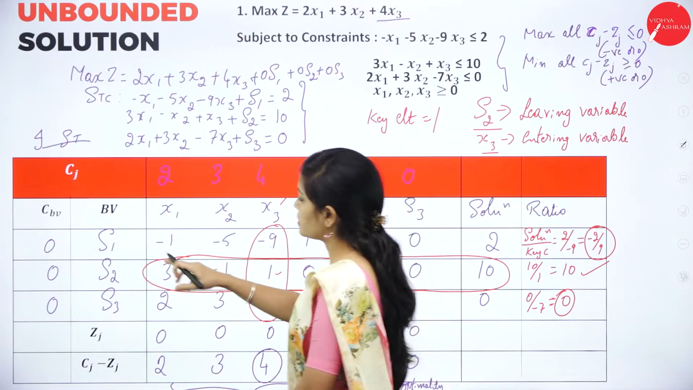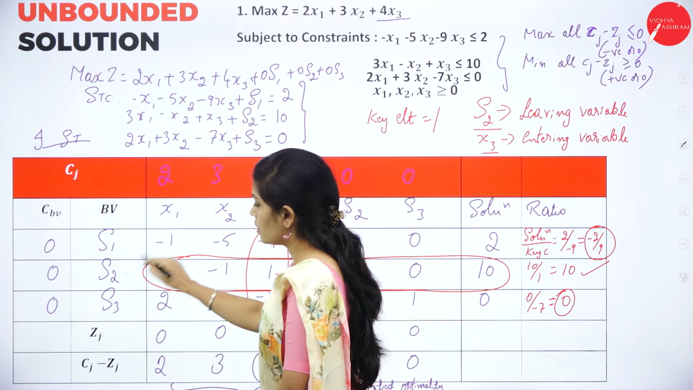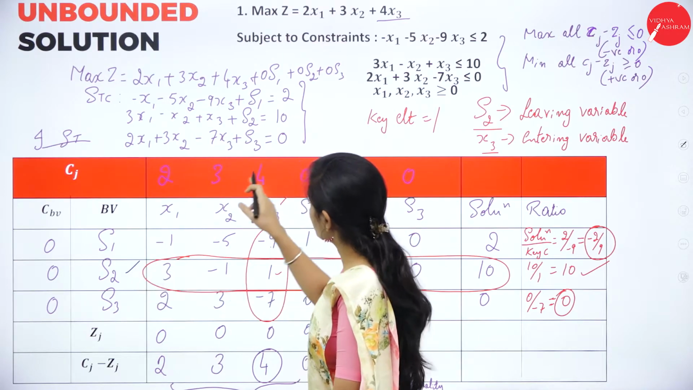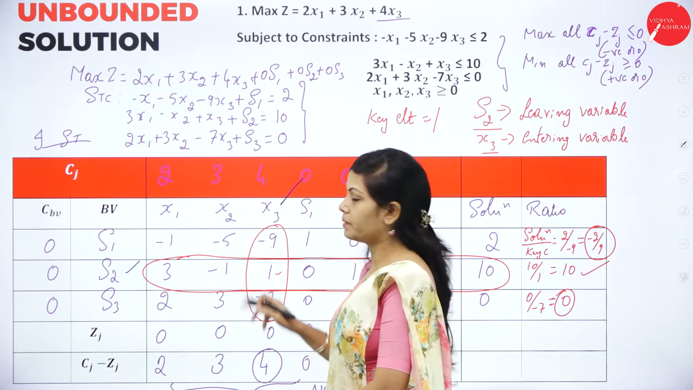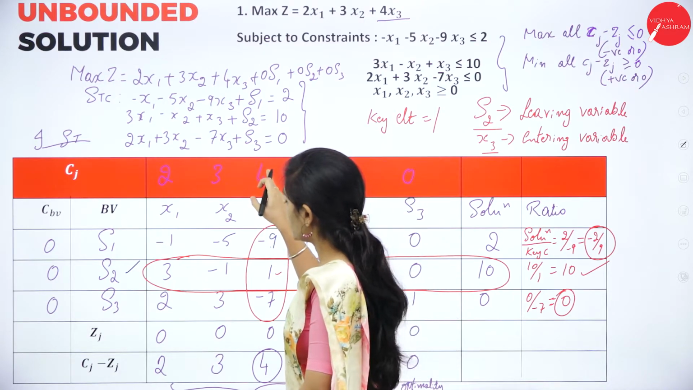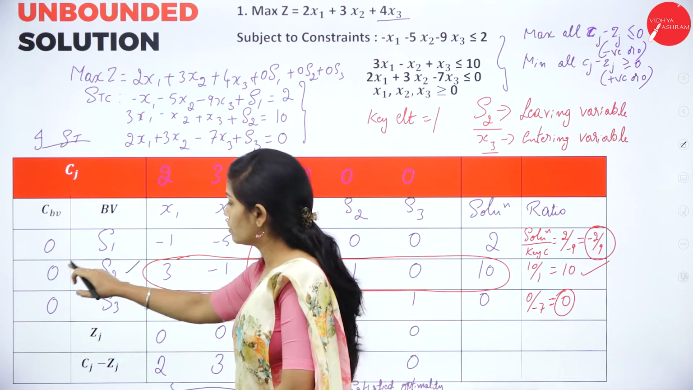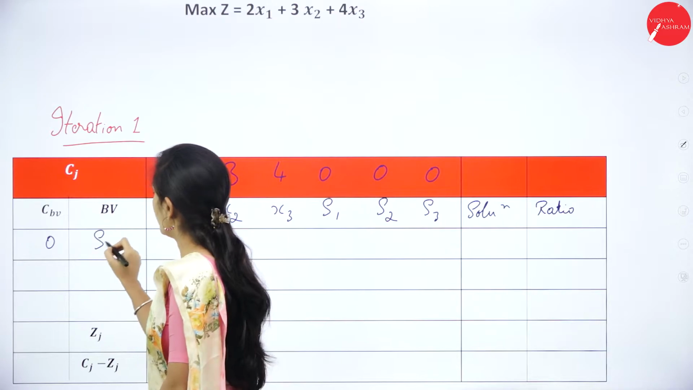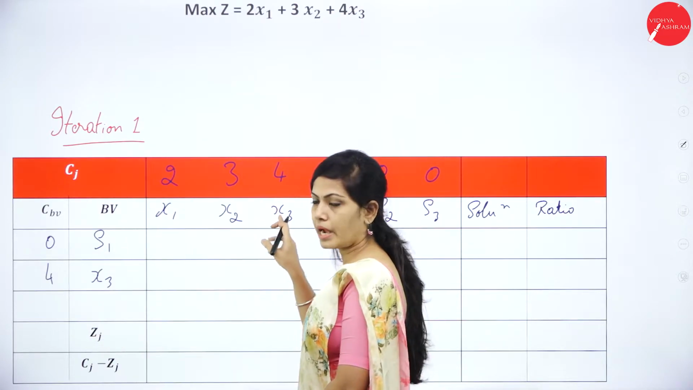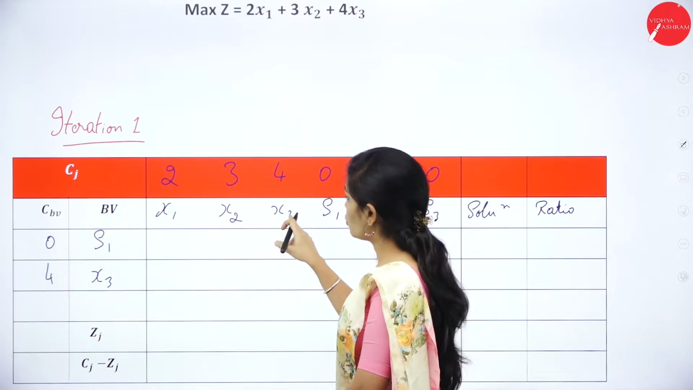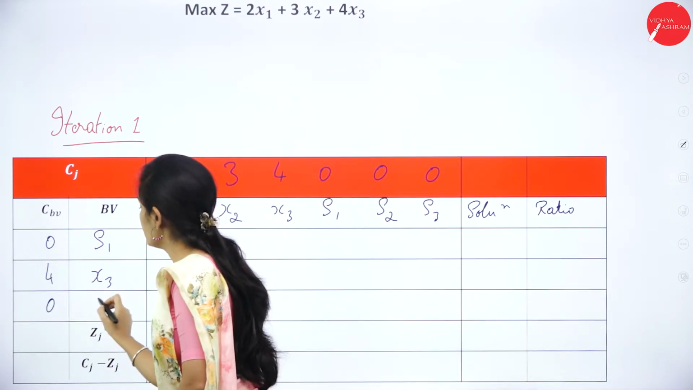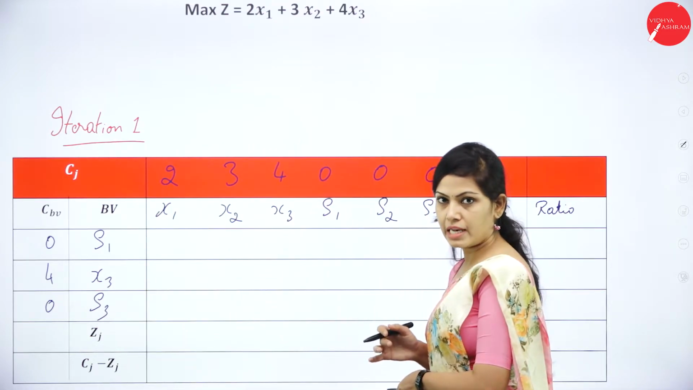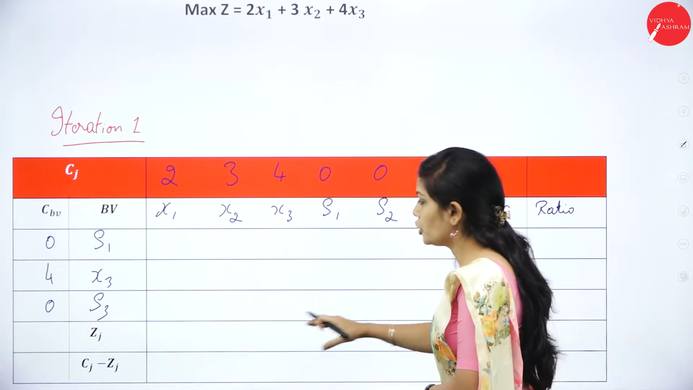Here the basic variables we have are s1, s2, s3. I am deleting this s2 variable because it is the outgoing variable. In place of s2, I will add the entering variable x3. So the coefficient of x3 is 4. So here 0 s1, 4 x3 and 0 s3. Now using old values and key element, we can find the new values.